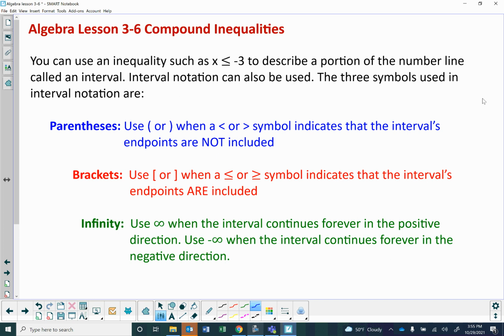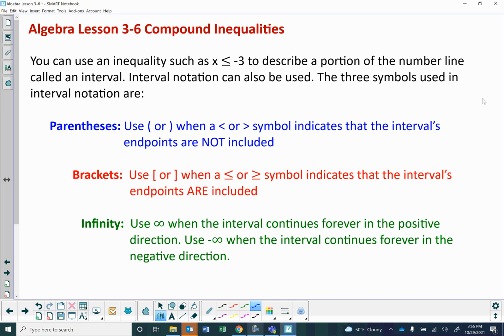When a less than or greater than symbol indicates that interval's endpoints are not included. Use the brackets when a less than or equal to or greater than or equal to symbol indicates that interval's endpoints are included. And obviously, we're going to use the infinity symbol when the interval continues forever in the positive direction, and we'll use the negative infinity symbol when the interval continues forever in the negative direction.